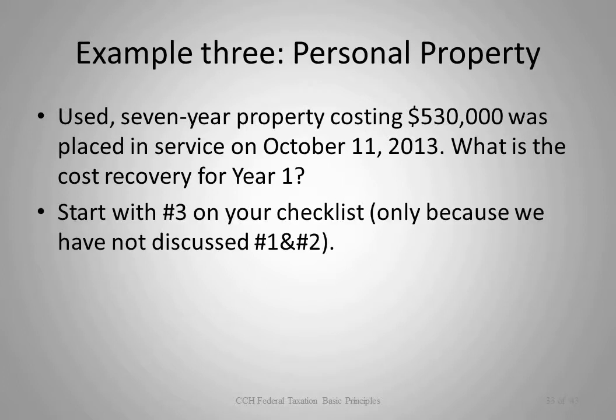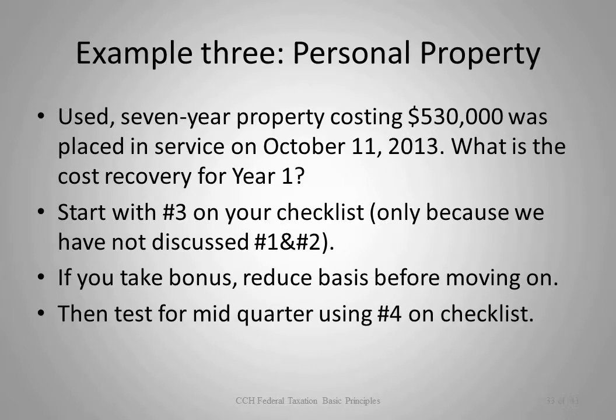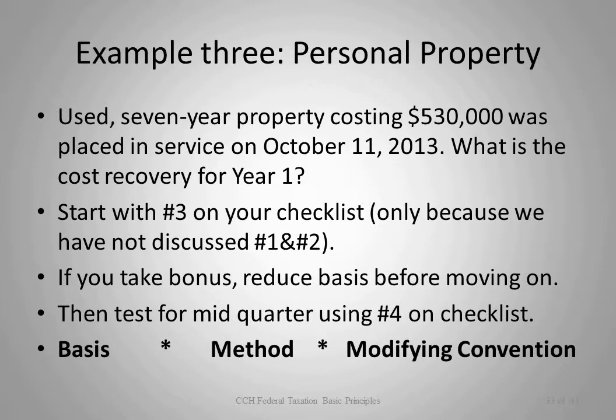So start with number 3. After next week, you'll be starting with number 1 and using number 2 before you get to number 3. So don't get in the habit of saying, I always start with number 3. If you do take bonus, don't forget to reduce your basis before moving on. Test for mid-quarter using number 4 on the checklist. And then you're ready to have your basis, method, and modifying convention. Okay, give it a thought as I move on.